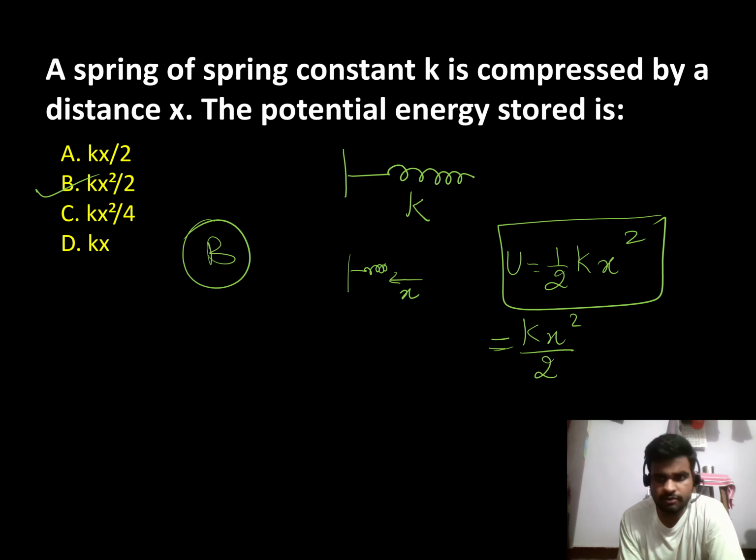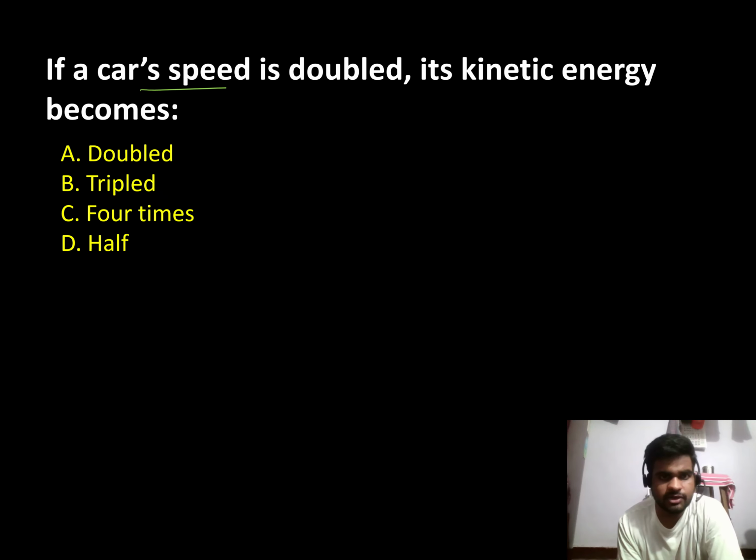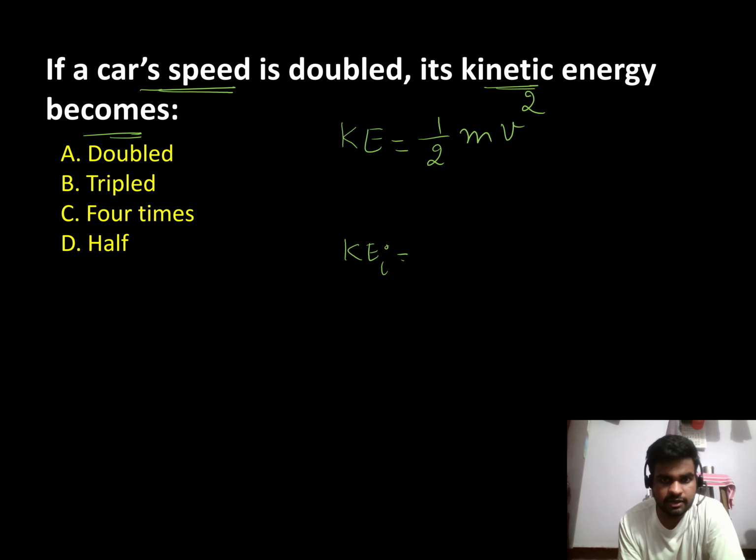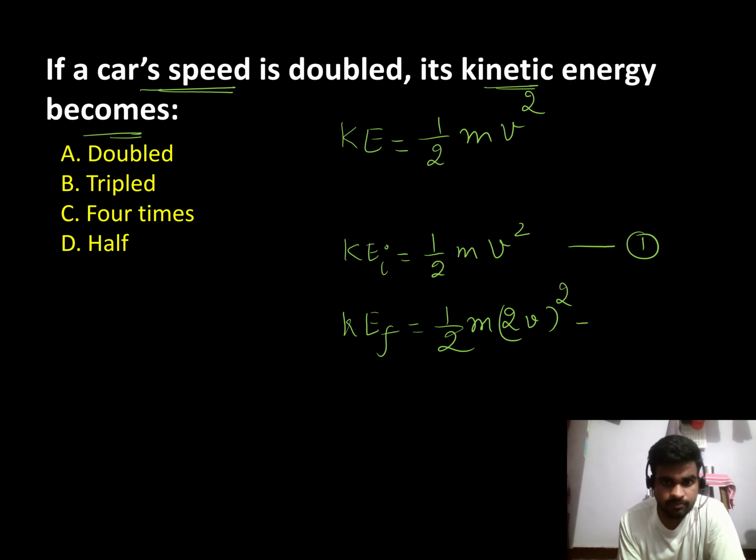So option B. If a car's speed is doubled, its kinetic energy becomes. Kinetic energy of a body is half into mass into velocity squared. Let's take initial kinetic energy as half mv square. Final kinetic energy, as told, is half m. They have said the car speed is doubled, so double of the initial, squared. So it is half m 4v square, so it becomes 2 mv square.